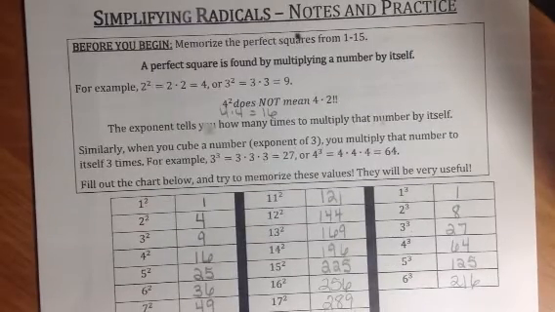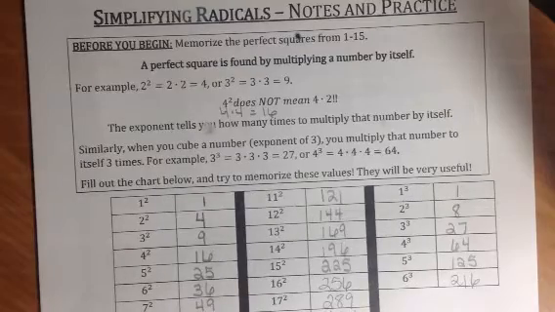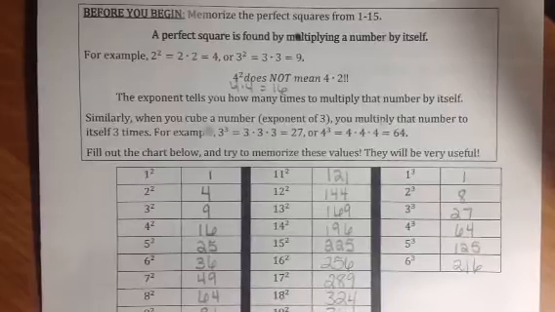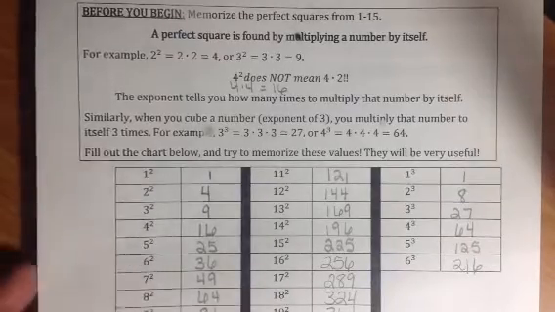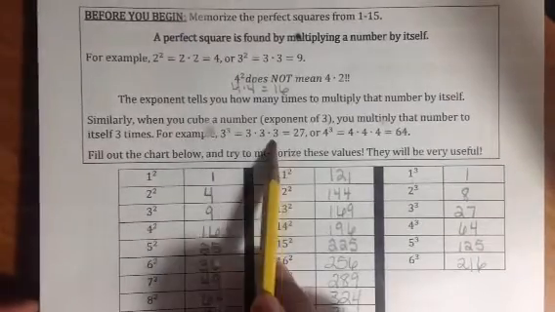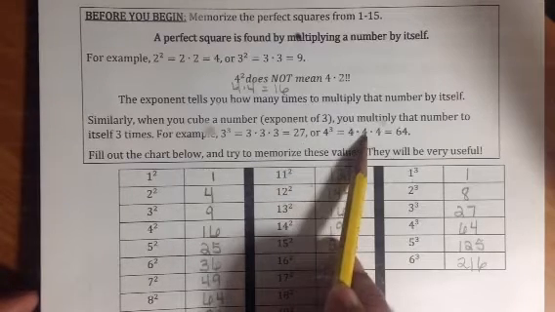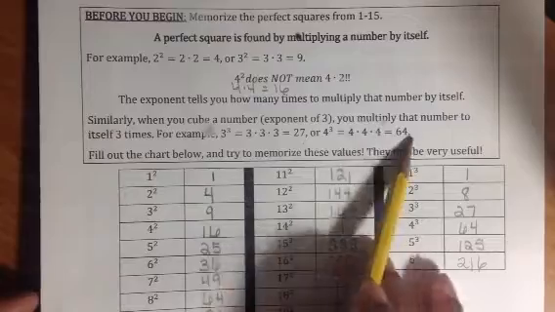Similarly, when you cube a number, when your exponent is 3, you're multiplying that number times itself 3 times. For example, 3 cubed is 3 times 3 times 3, which is 27. Or 4 cubed is 4 times 4 times 4, which is 64.